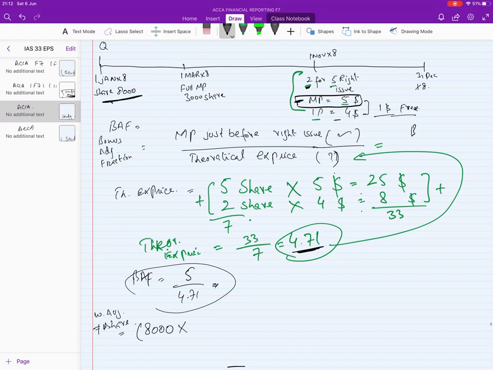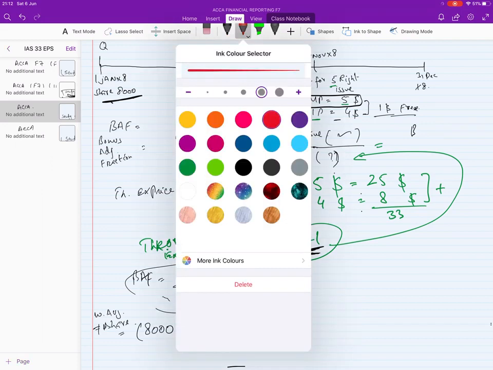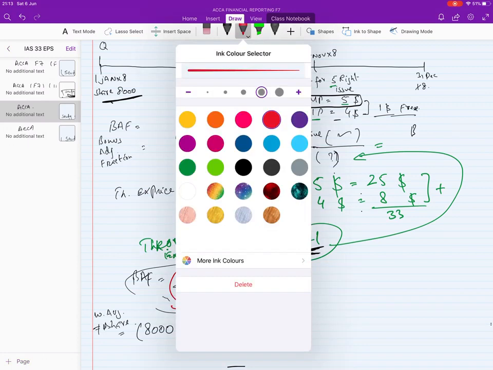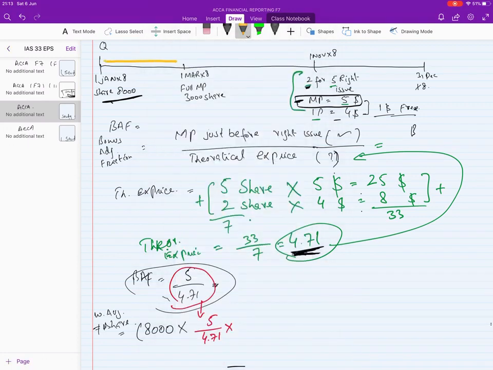As I told you already, we need to take effect from the very first day. So this bonus fraction, this is the rights issue, so we need to take effect from the very first day. Take this BAF here, 5 divided by 4.71. How many months are these outstanding? From January, February, March, it means just 2 months. Take effect for 2 months.